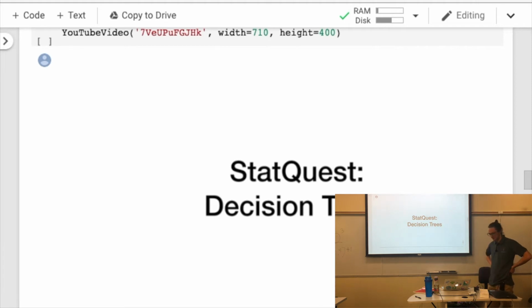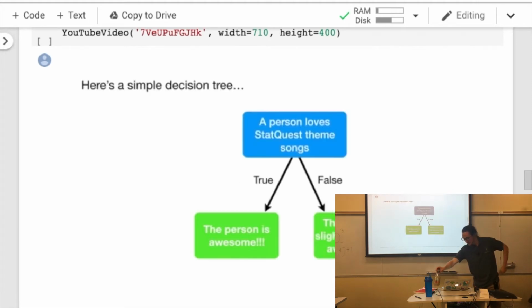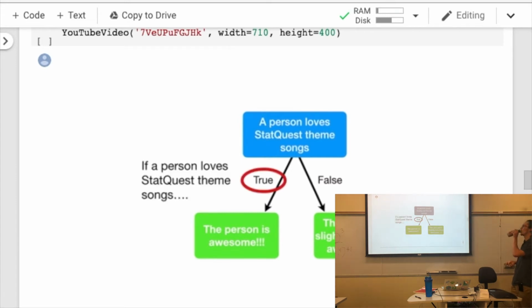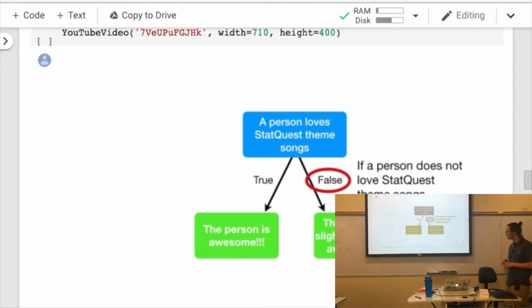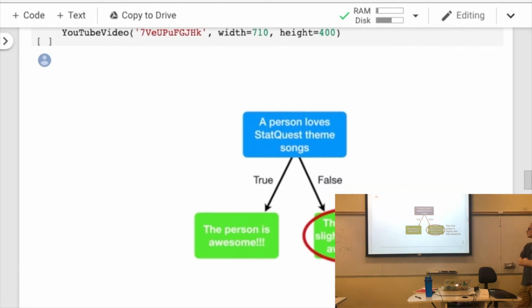Today we're going to be talking about decision trees. Here's a simple decision tree. If a person loves StatQuest theme songs, then that person is awesome. And if a person does not love StatQuest theme songs, then that person is slightly less than awesome.